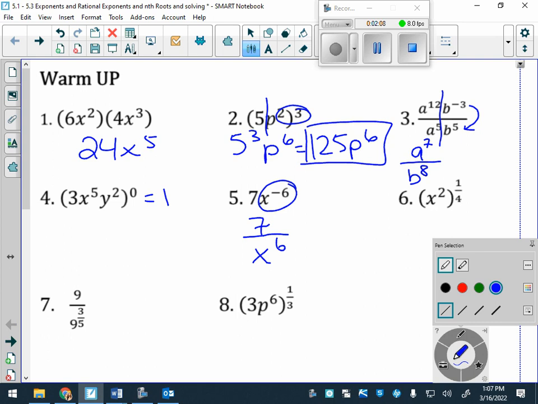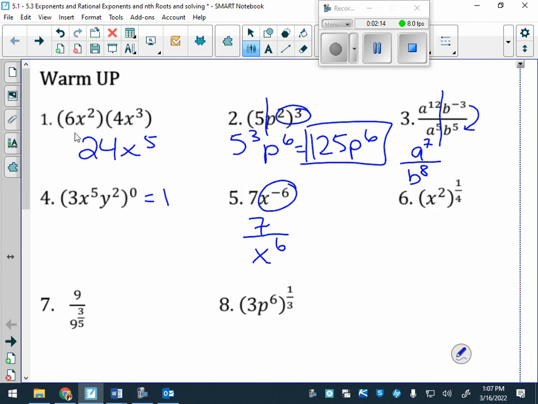Okay? And now we get into our rational exponents, which are just fractions. You're still doing the same properties. However, with adding and subtracting, you're going to need something in common. So for number 6, which is also correct on the board, you're multiplying these guys to get 2/4, and then you end up with x to 1/2, which is also correct.